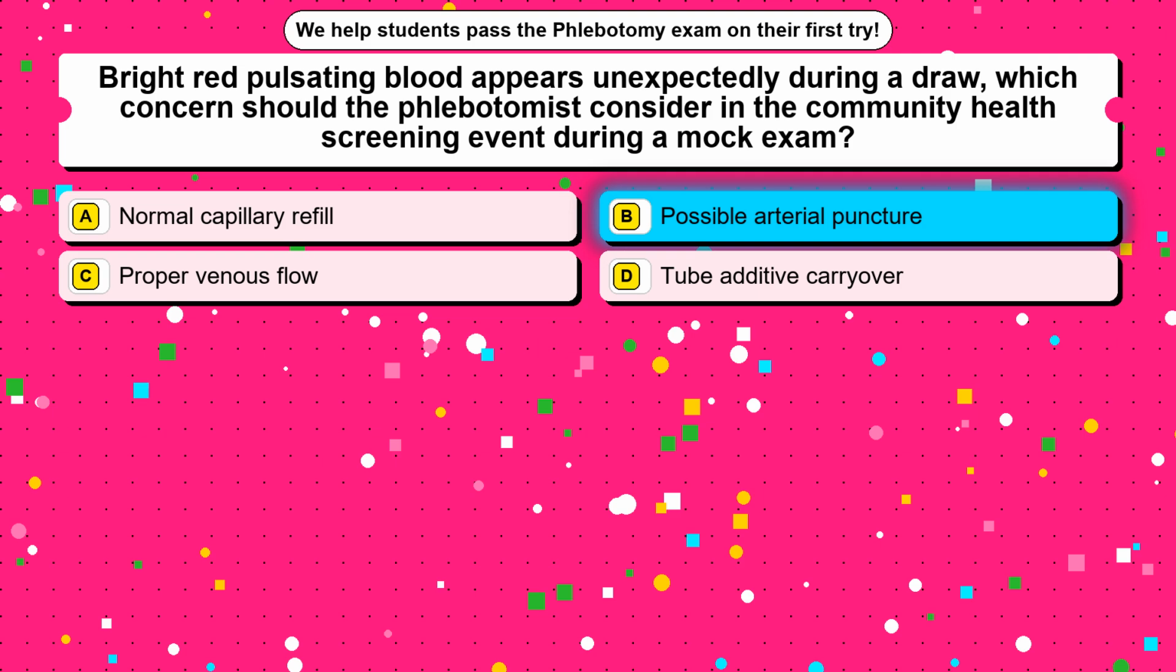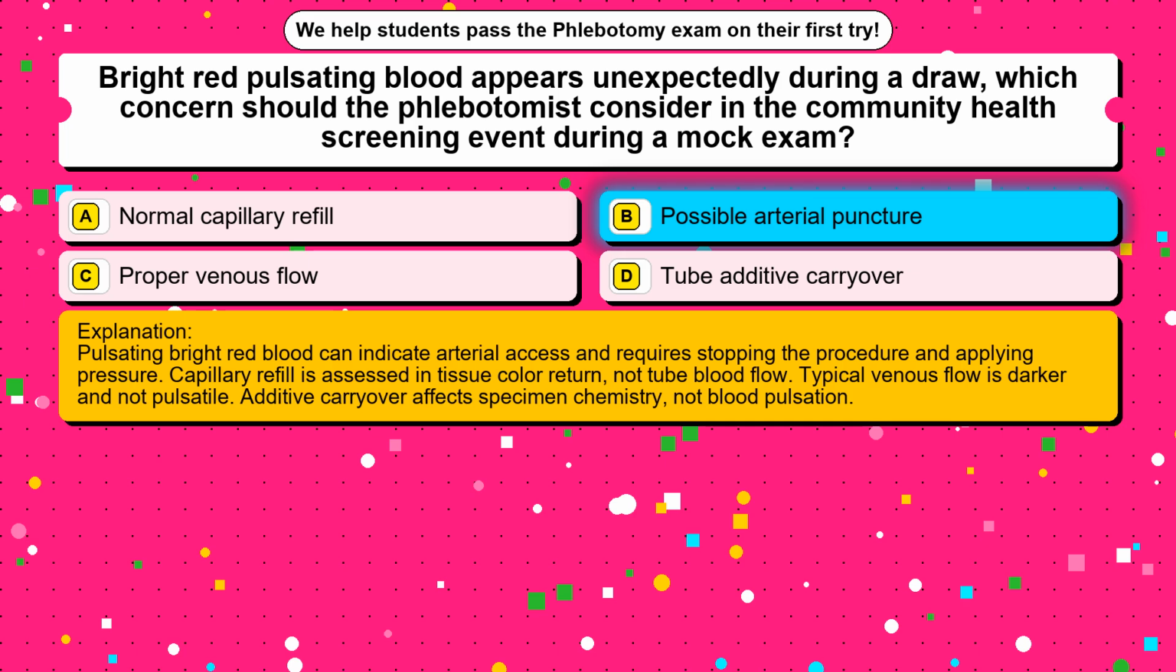The correct answer is option B. Possible arterial puncture. Pulsating bright red blood can indicate arterial access and requires stopping the procedure and applying pressure. Capillary refill is assessed in tissue color return, not tube blood flow. Typical venous flow is darker and not pulsatile. Additive carryover affects specimen chemistry, not blood pulsation.